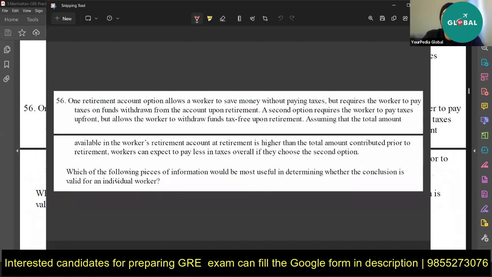The question is, which of the following pieces of information would be most useful in determining whether the conclusion is valid for an individual worker. So find the conclusion and the important information in this one. I'll give you some 30-40 seconds to read this one.